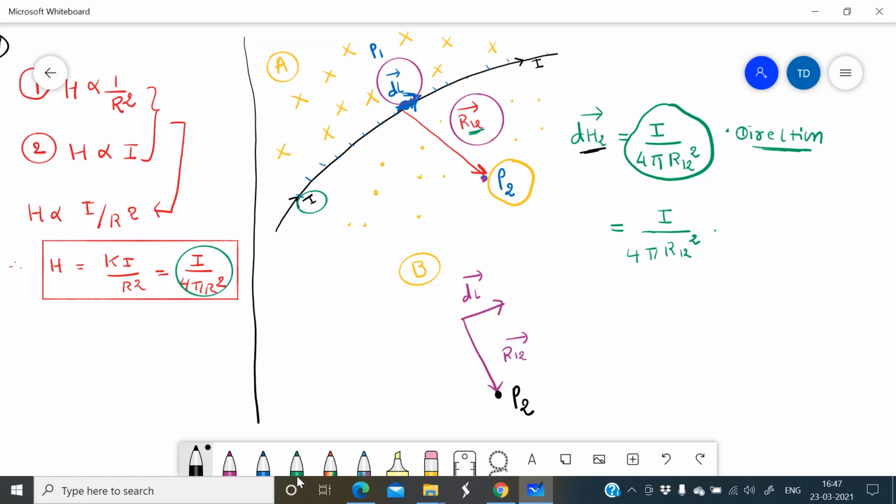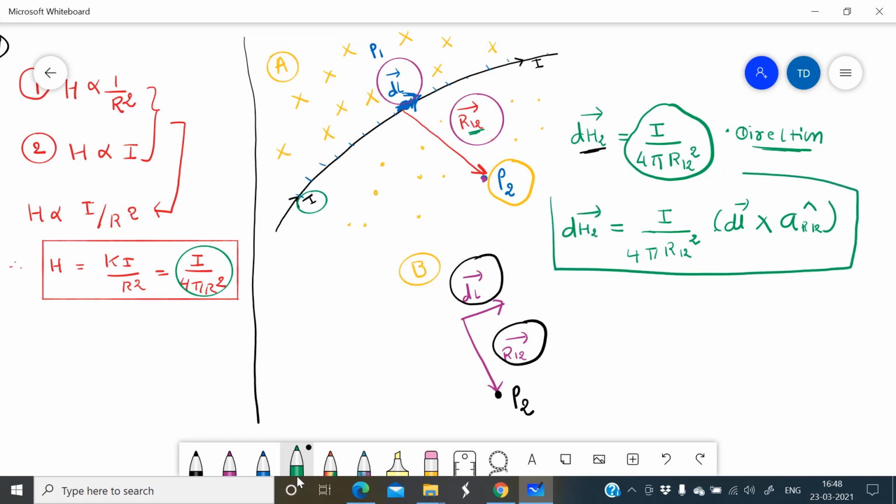It will go inside the point. Actually it's not possible to draw it, but it is present inside the point. So we have to just use the cross product concept to find the resultant vector. If we do the cross product between dl and r12, we can find the resultant vector. So here the direction is dl cross the unit vector of r12, this aR12 unit vector. So this is dH2. So we got the equation of dH2.